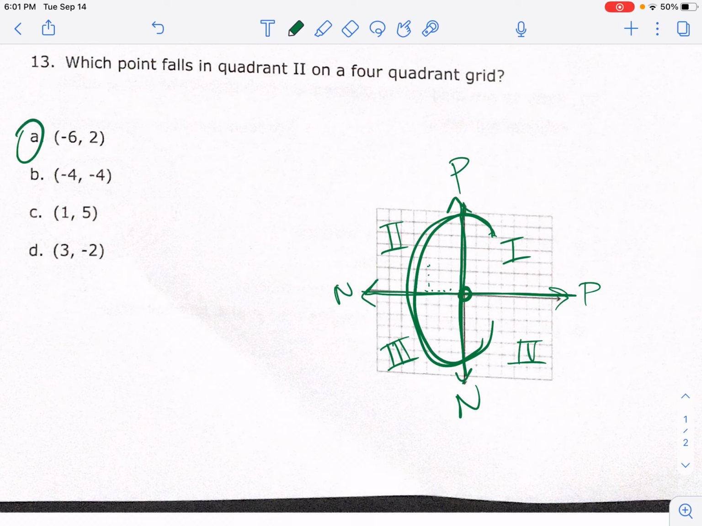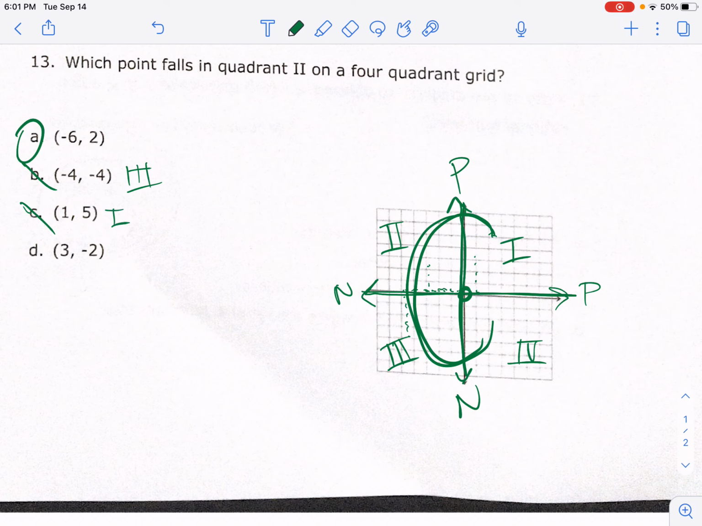Let's double check the others. So B says -4, -4. So I'm going to go to -4 on my x-axis and then -4 on my y. Nope, that's in quadrant 3. 1, 5. So 1 on my x-axis and then 5 on my y-axis. Nope, that's in quadrant 1.